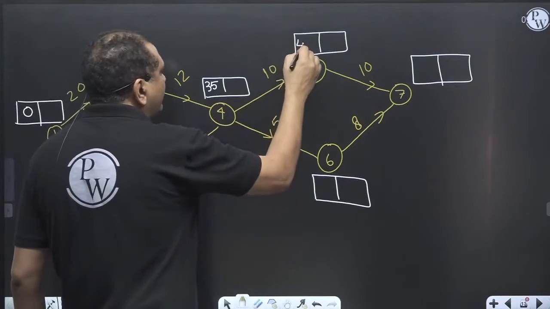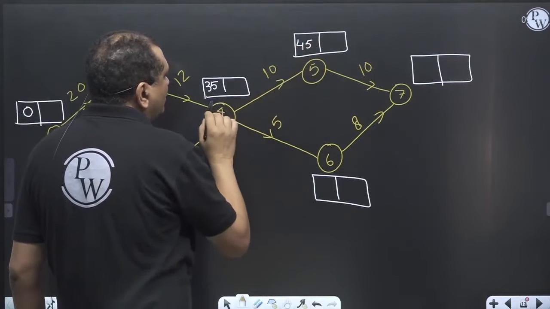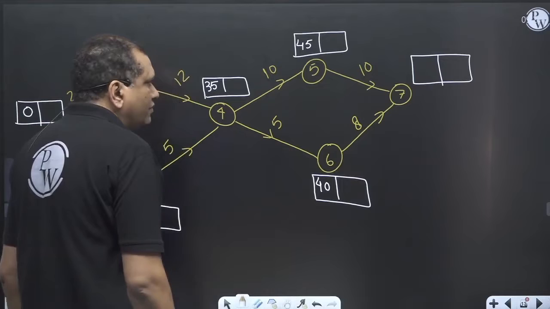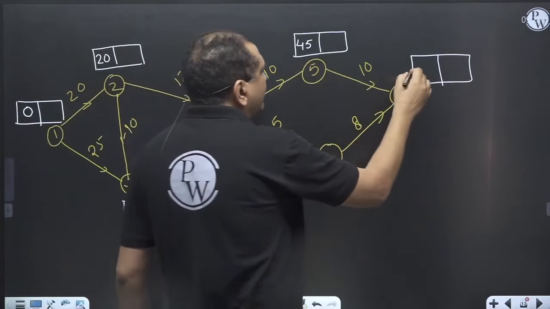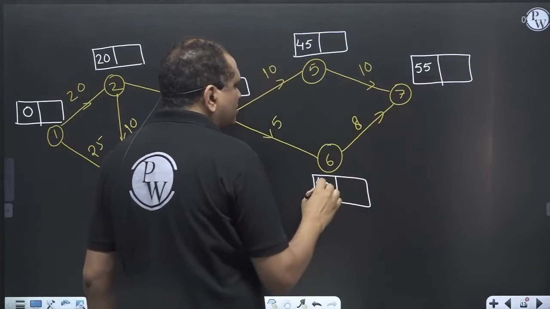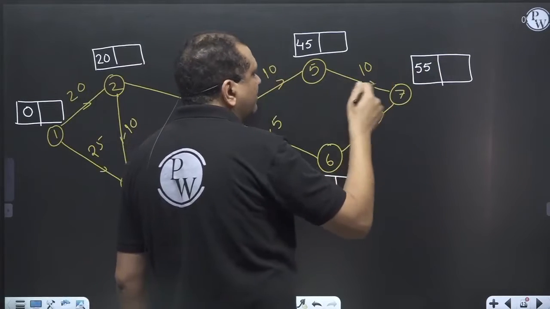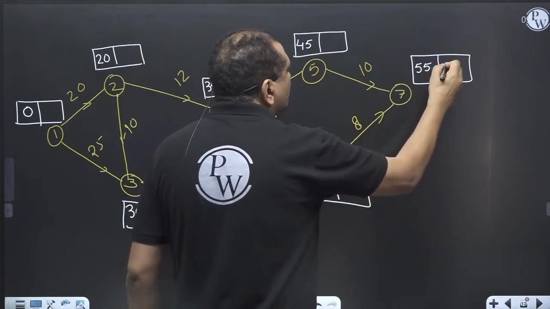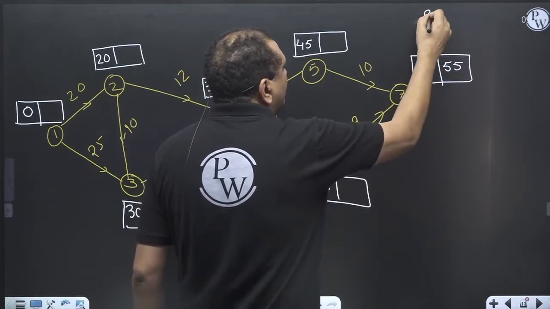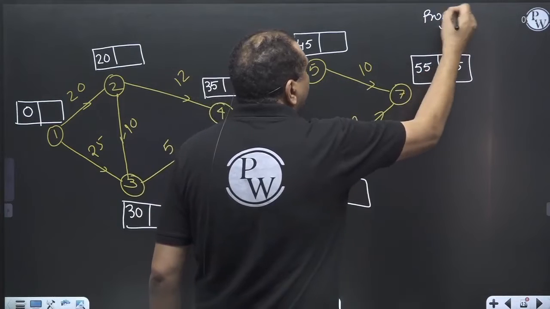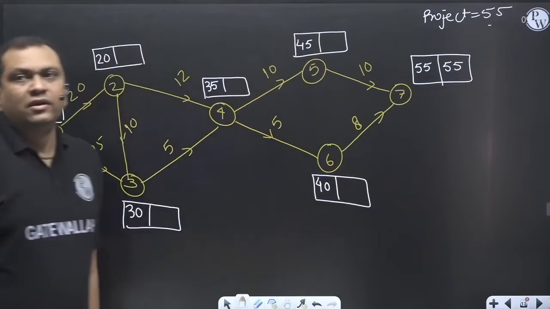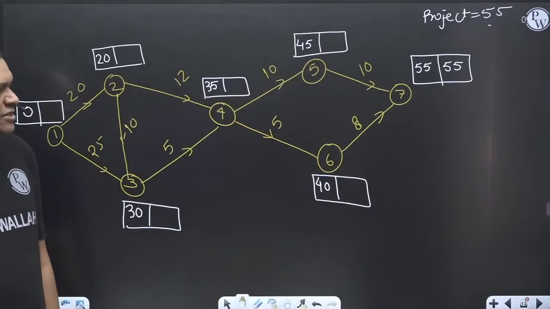35 plus 10, 45. 35 plus 5, 40. 45 plus 10, 55. Because 40 plus 8, 48. So we will take the maximum value. So here 55 and here 55. So project completion time is 55 days. Project completion time is 55 days.